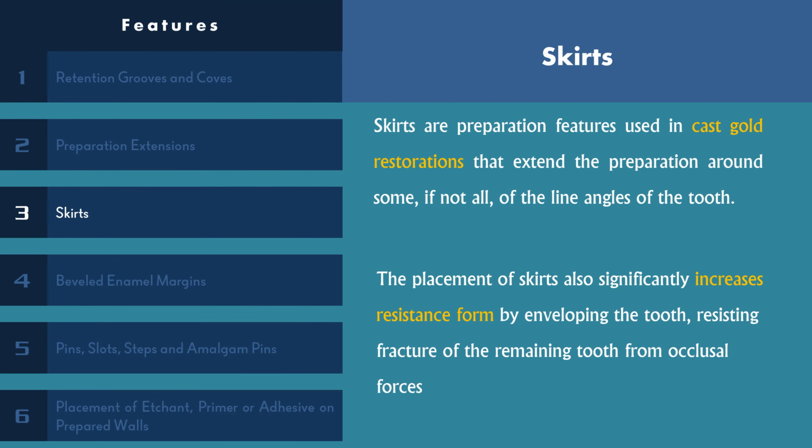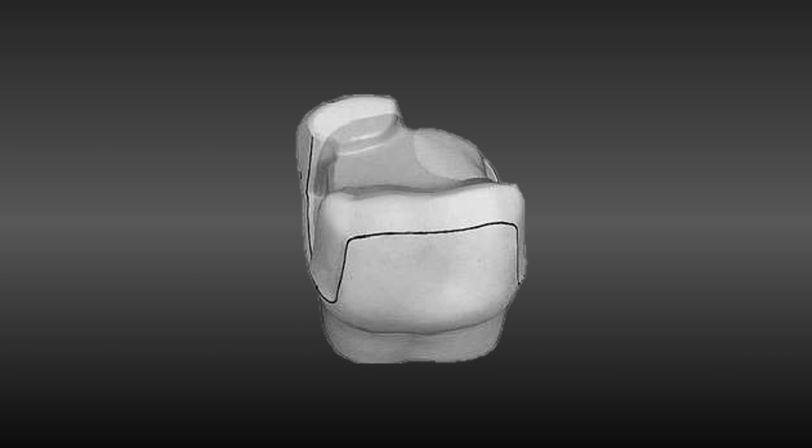And the next is the skirt preparation. The skirt preparations are given in cast gold or cast metal restorations. So that will provide an embracing effect to the tooth and increase the resistance form. Let's see in this picture that the preparation can be extended towards this aspect.